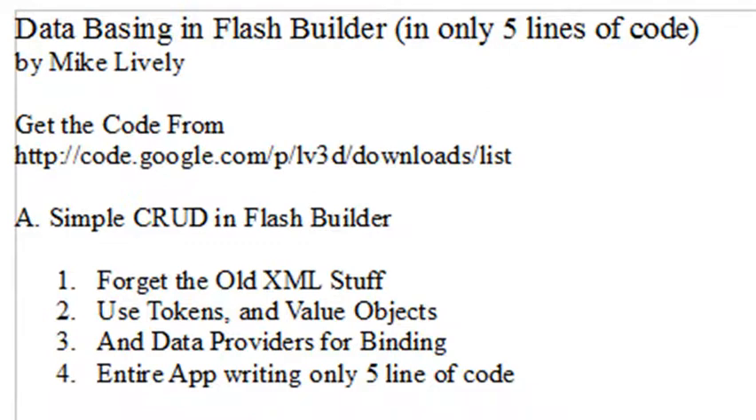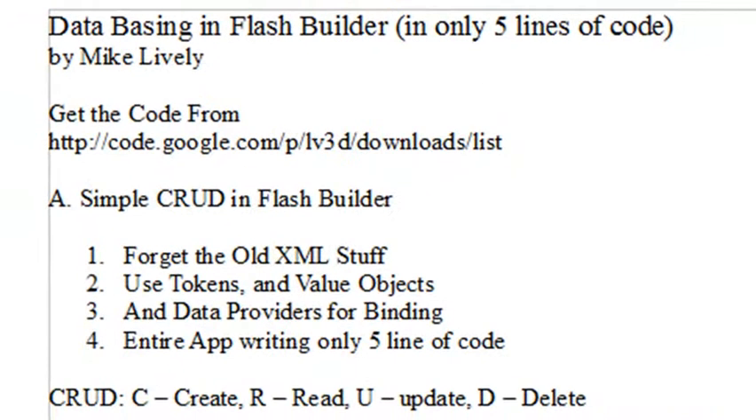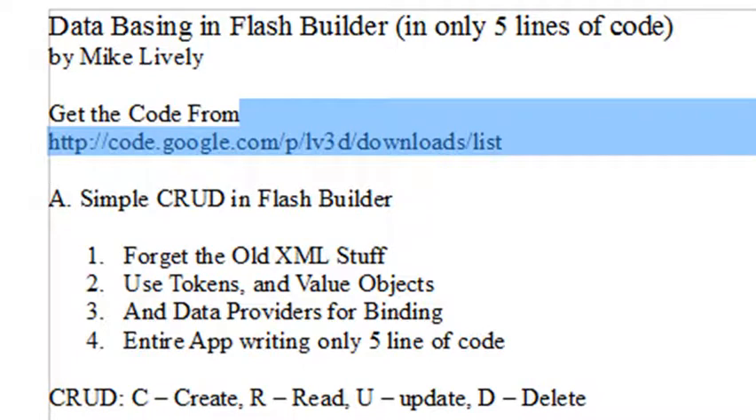And last time we took a look at CRUD, and I told you to forget Flex 2 and Flex 3 the way that was done, because now in Flash Builder we use tokens and value objects. And today we're actually going to look at how we're going to get that working locally using the WAMP servers.